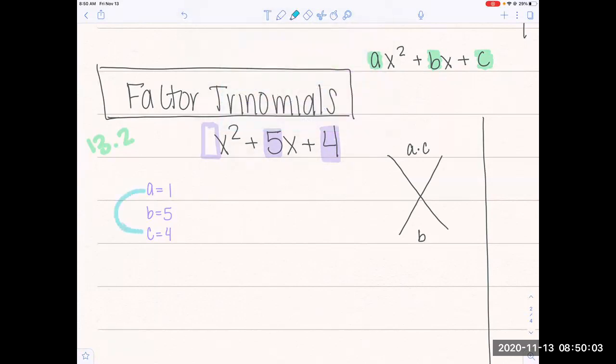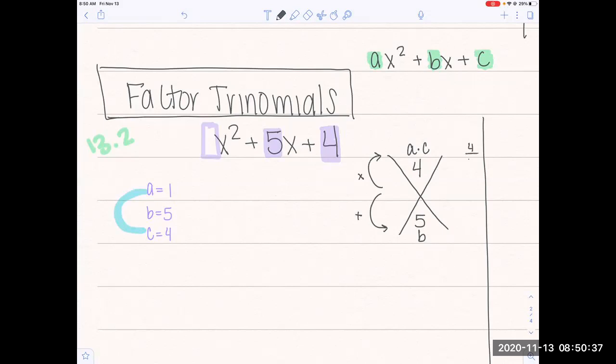A times C, 1 times 4 is going to give me 4, and then B is 5. All right, so now I'm looking for two numbers that multiply to the top and add to the bottom. The easier way is to find all the numbers that multiply to 4, since there are fewer numbers that multiply to 4.